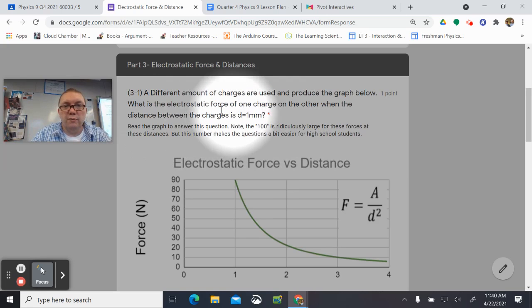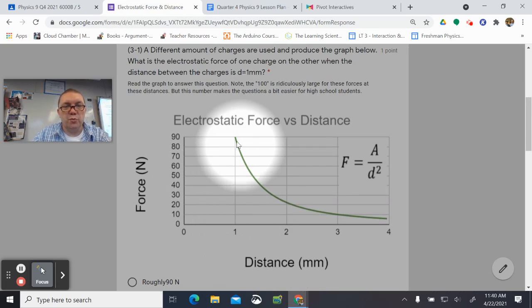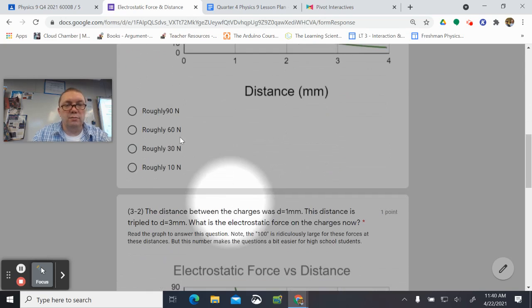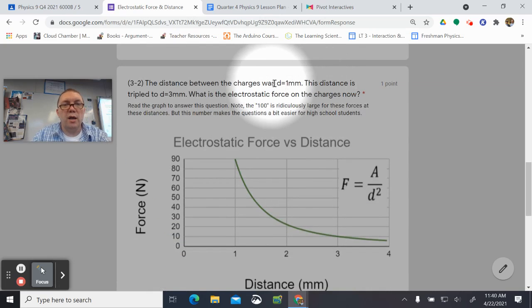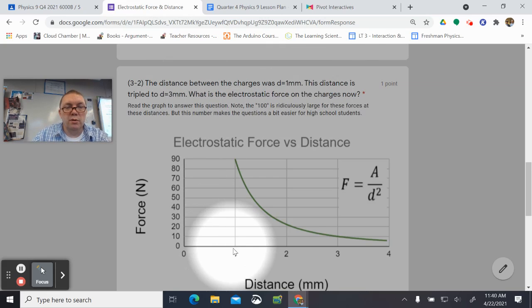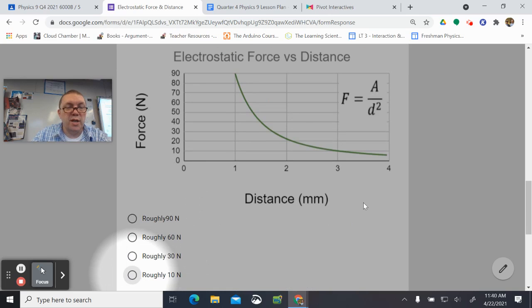What's the electrostatic force on these charges when they're a distance 1 apart? Well, when the distance between the charges is 1, it looks like the force on those 2 charges is about 90. Now initially it was a distance of 1. Now we're going to triple the distance to 3. So at a distance of 1, it was 90. At a distance of 3, it's now about 10. Just reading the graph, right?